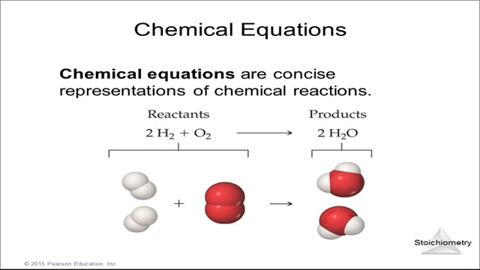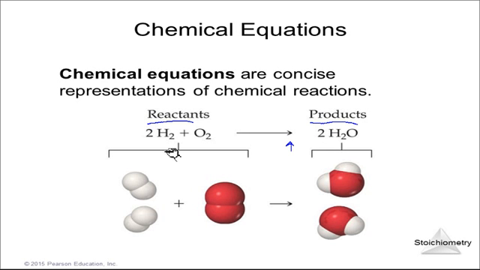Okay, so in chemical equations, we have two main sides of the equation. On the left side, we have the reactants, and on the right side, we have the products. This is for an irreversible reaction. You can see the arrow right here is only going in one direction.